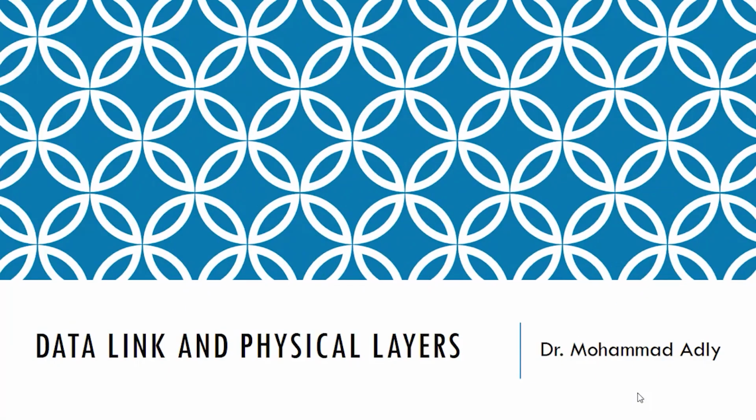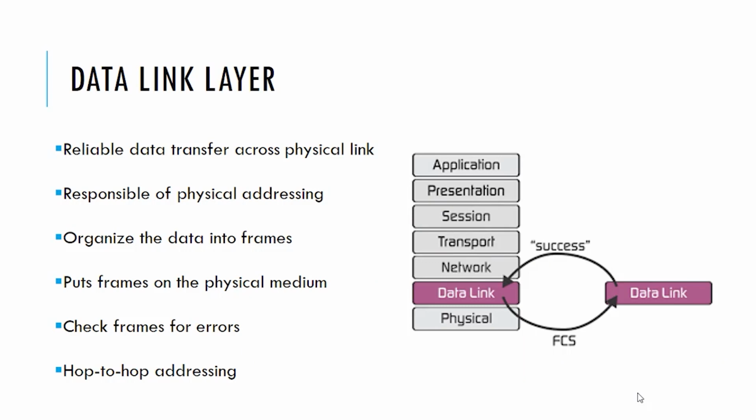Now let's talk about the lowest two layers, the data link layer, layer number 2, and the physical layer, layer number 1. They are important layers as well as the third and the fourth for the network specialists and engineers. The data link layer, layer number 2, is a reliable layer for the data transfer across the physical link. It is responsible for the reliability on the level of hop-to-hop transfer.